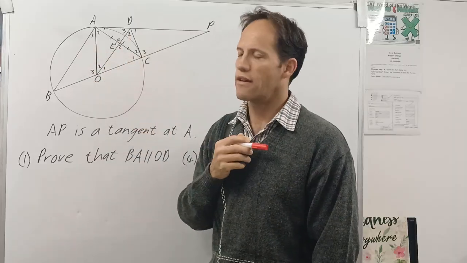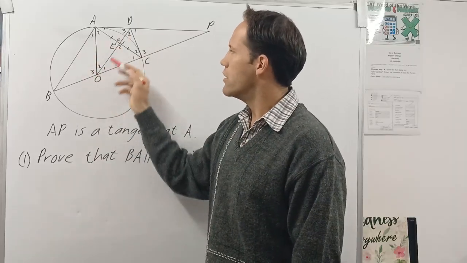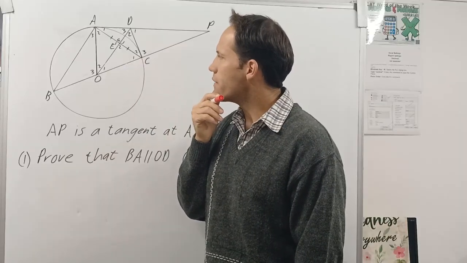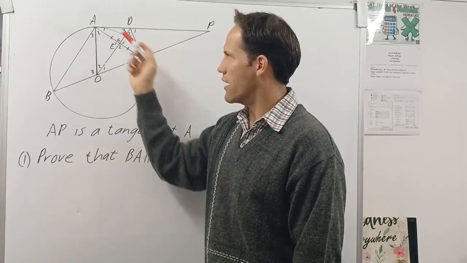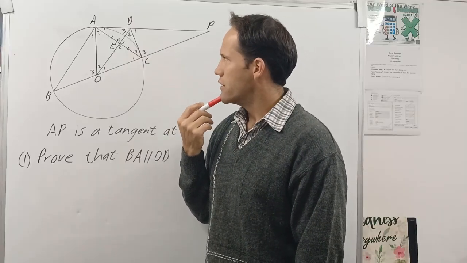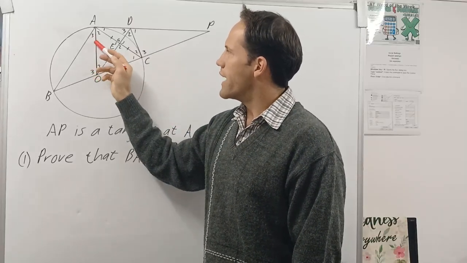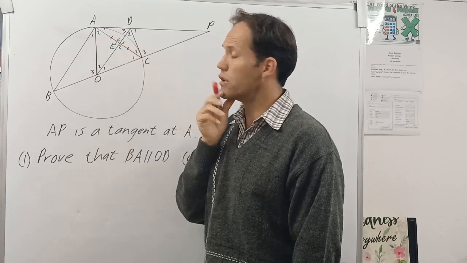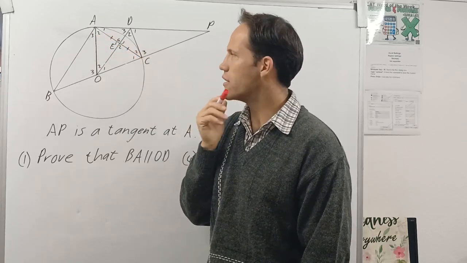Then you can also say, okay, they are alternating, so it must be parallel lines. Another option is to show co-interior angles. So if we can show that this angle here plus this angle is 180, then we can also say it's parallel. So there's a lot of options.